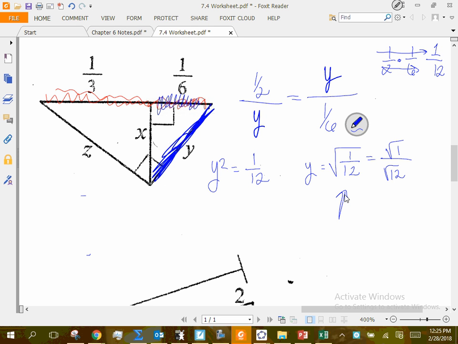Okay? So that being said, we don't like to leave fractions underneath radicals. And especially when I break it up as square root of 1 divided by square root of 12, we don't like leaving a radical in the denominator. Okay? You might have heard this word before, or this phrase. We are going to be rationalizing the denominator. Ever heard that before?